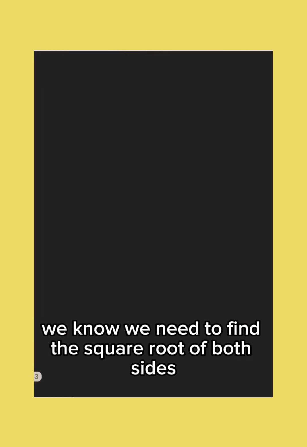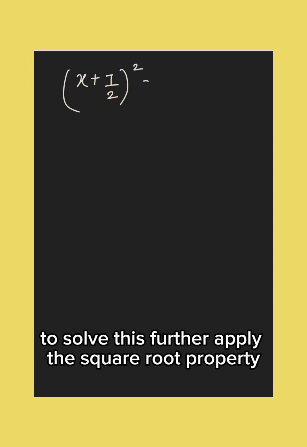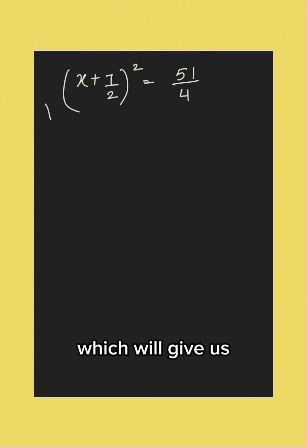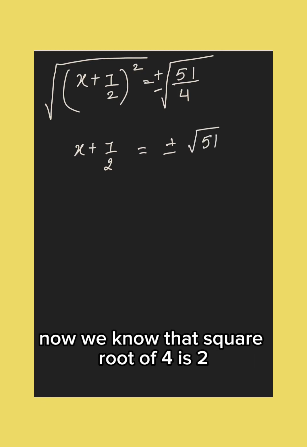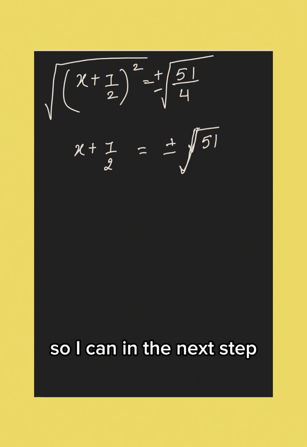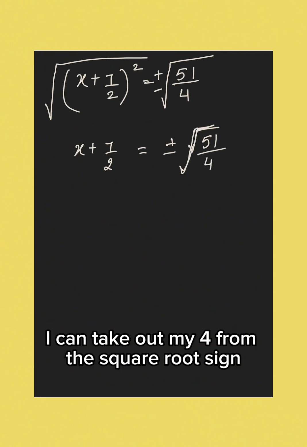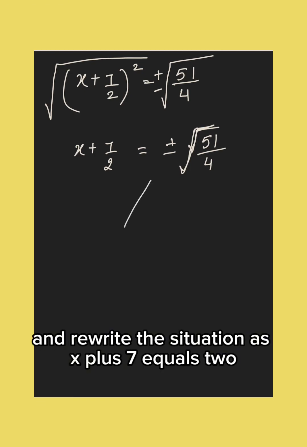From here on we know we need to find the square root of both sides to solve this further. Apply the square root property, which will give us x plus 7 over 2 equals plus or minus the square root of 51 over 4. Now we know that the square root of 4 is 2, so in the next step I can take the 4 out of the square root sign and rewrite this equation.